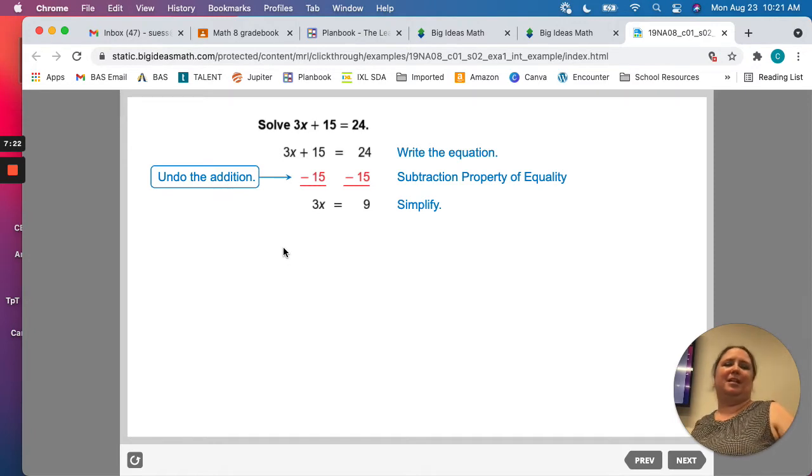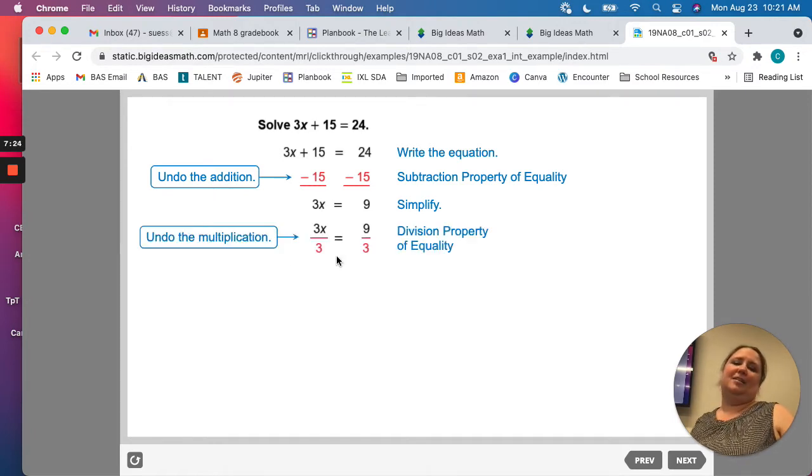Divide the 3 because this means multiply, right? So 3 divided by 3 gets rid of it. What is 9 divided by 3? 3. So x equals 3 on this multi-step equation.